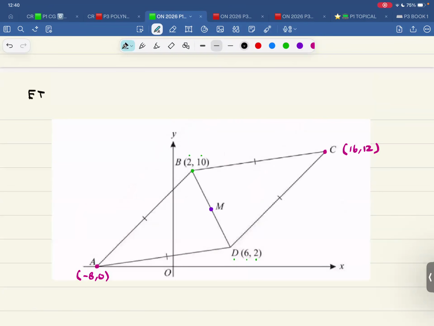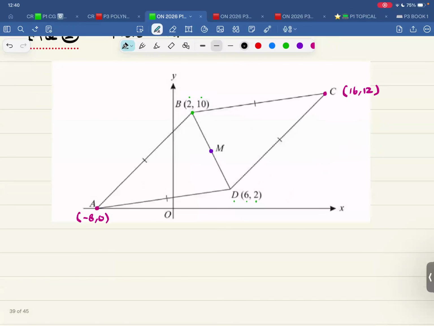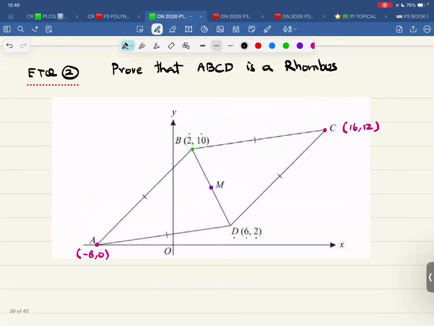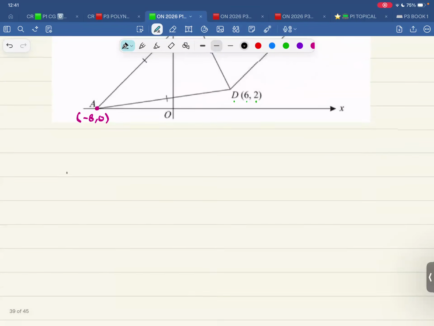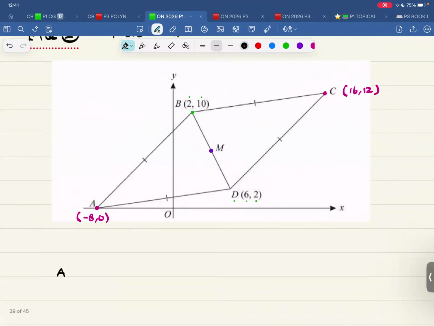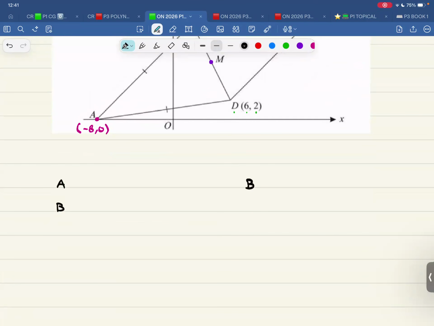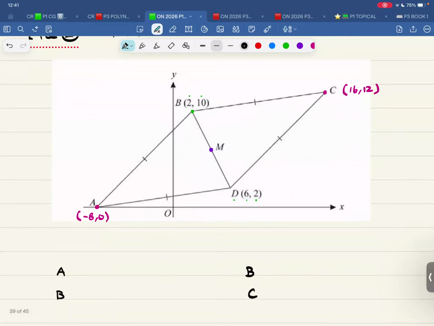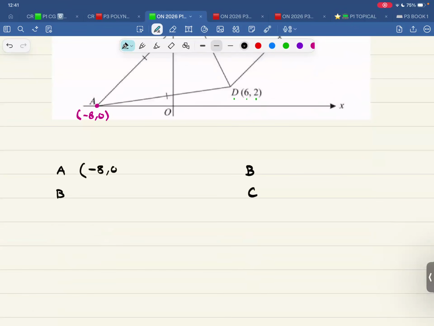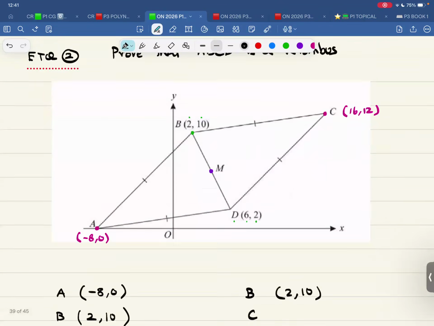Let's make it exam type question 2. Prove that A, B, C, D is a rhombus. So if I want to prove that it's a rhombus, what needs to be done? There are three things that could be done. What I can do is let me take A, let me take B, let me take B, let me take C. So A is negative 8, 0, B is 2, comma 10. Again, write it over here, 2, comma 10, and this is 16, comma 12.